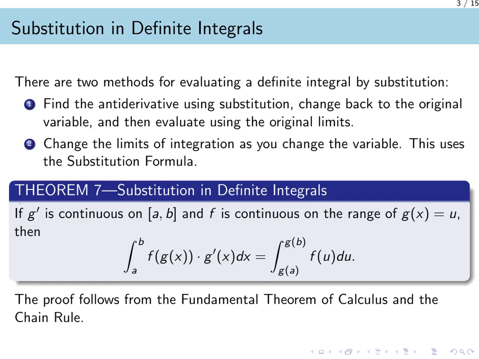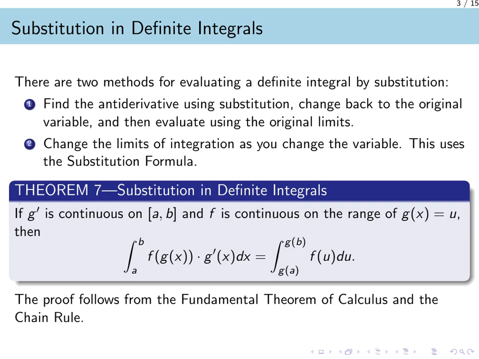When we apply the substitution method to definite integrals, we have two valid approaches, but one is often more efficient. The first approach is a two-step process. You find the general antiderivative using substitution, convert the result back to the original variable, for example x, and then apply the original limits of integration.